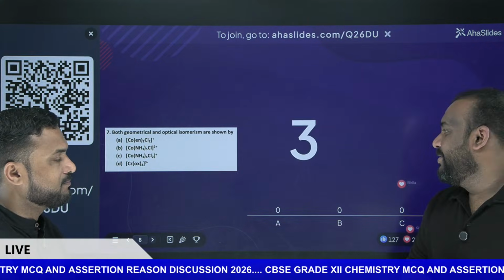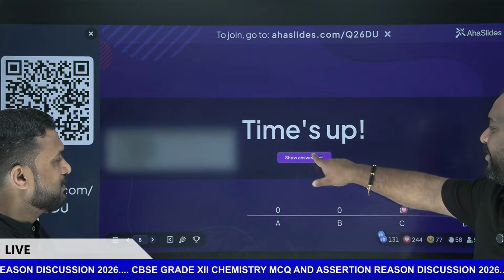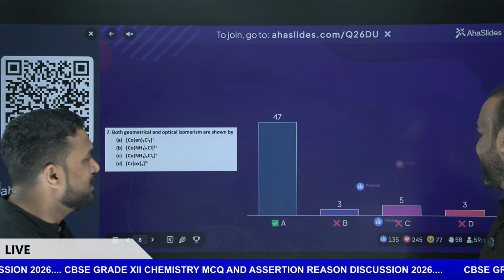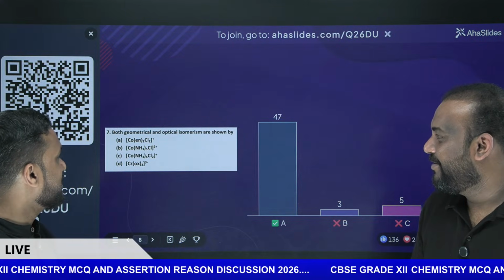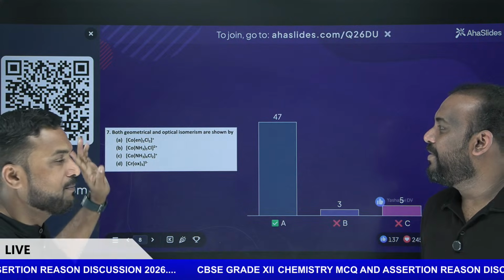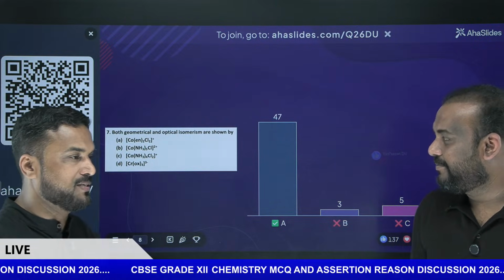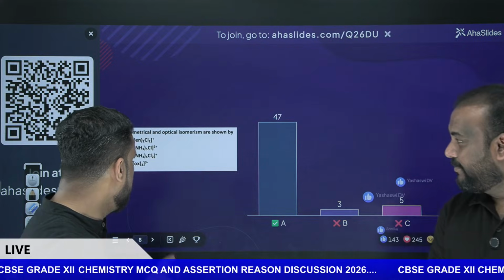So the last 3 seconds. Now time up. Now we will go for the answer. I think here it's fine, most of them have made it correct. The correct answer is A1 because it's a heteroleptic complex as well as a bidentate ligand is there. So both optical and geometrical will come. It will have cis and trans and also optical. Now we will go to the next question.